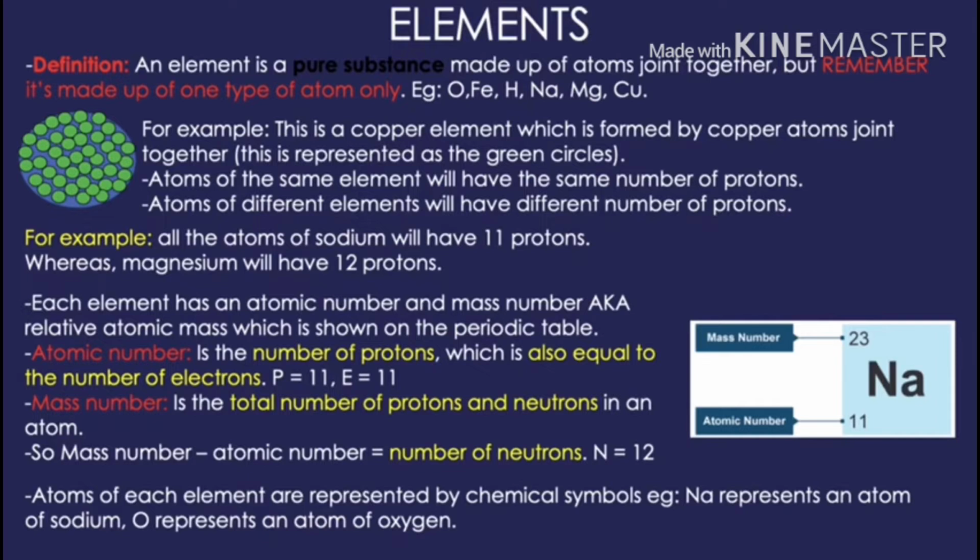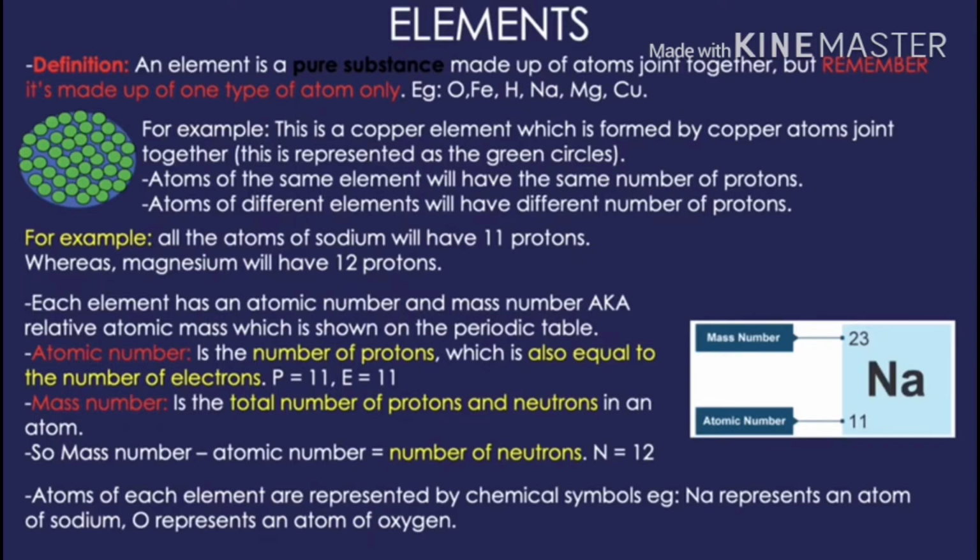So let's look at the diagram with sodium from a periodic table. The number at the top represents the mass number, and the number at the bottom represents the atomic number. As we said from the definition, the atomic number is the number of protons as well as electrons, which means the protons for sodium is 11 and the electrons for sodium is 11. Mass number is 23, and that's the total number of protons and neutrons.